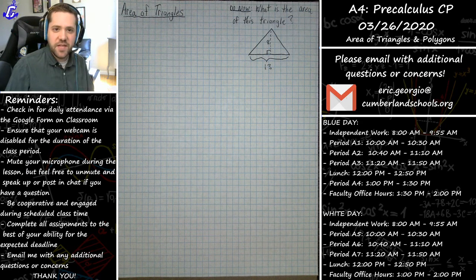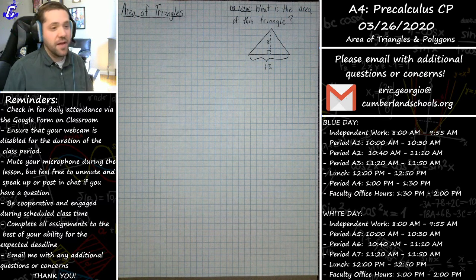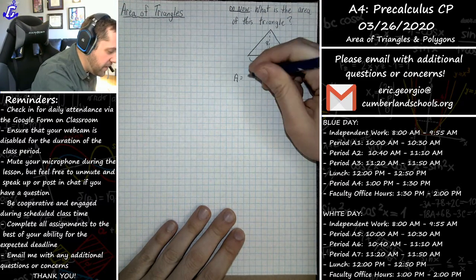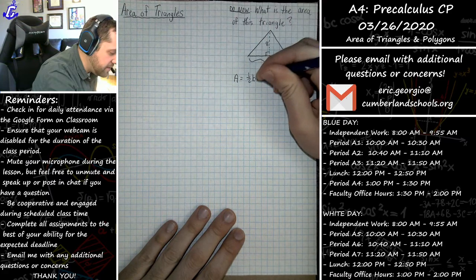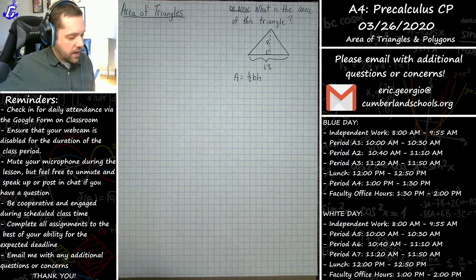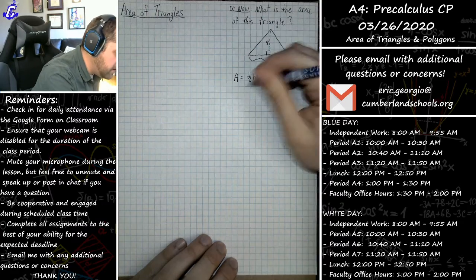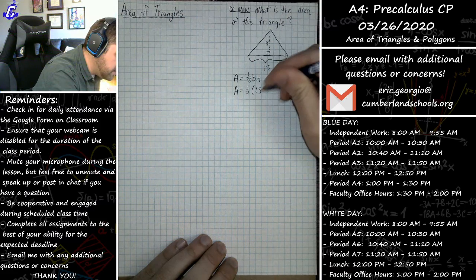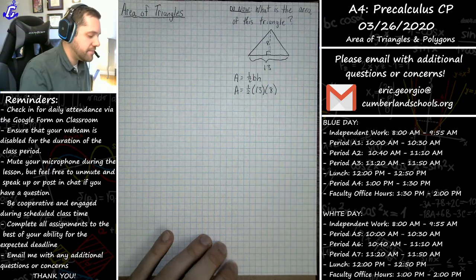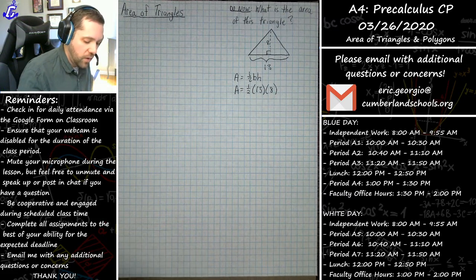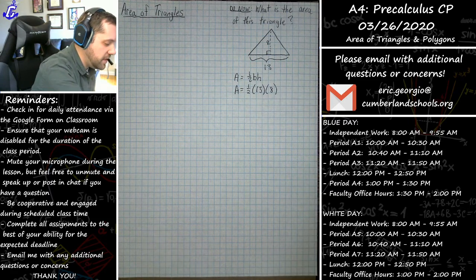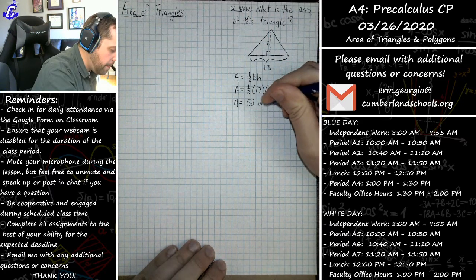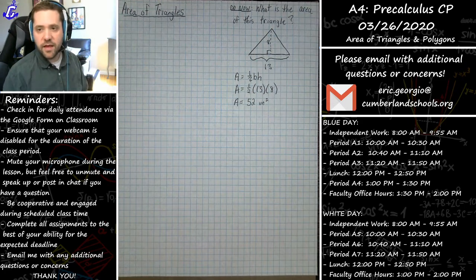Oh, I love it. Jacob, type it in the chat. 0.5 or 1/2 base times height. Absolutely. That's the classic formula from geometry to find the area of a triangle. We say that the area is 1/2 base times height. Or just filling in that information here, you would say that the area is 1/2 times the base of 13 times the height of 8. And that's going to come out to be 1/2 of 8 is 4. 4 times 13 is 52 square units.